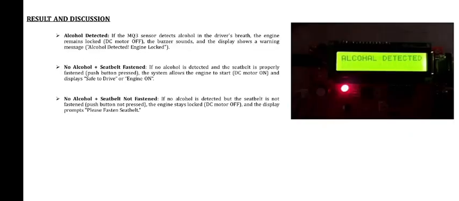Our result matches our expectation across three major scenarios. If alcohol is detected, the engine remains off, the buzzer is on, and the LCD displays alcohol detected. If the driver is sober but the seatbelt is unfastened, the engine is off and the LCD displays please fasten seatbelt. If the driver is sober and the seatbelt is locked, the motor starts and the LCD shows safe to drive. These outcomes validate our system's effectiveness in enforcing both conditions.